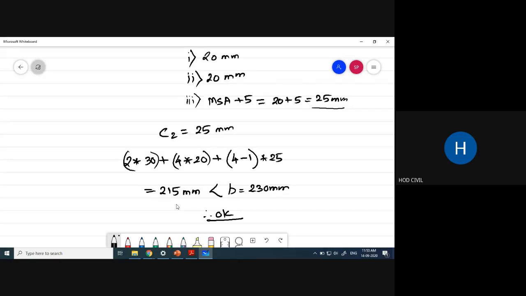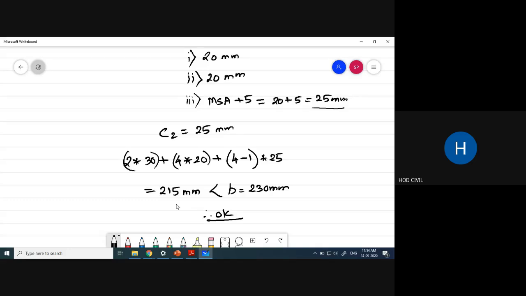Suppose instead of 215 mm, we had obtained 240 mm. Our width is 230 mm. So if 240 mm is coming, it means either we have to reduce the bar diameter without compromising the area of steel required, or we have to increase the dimension.